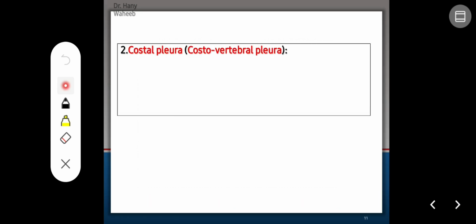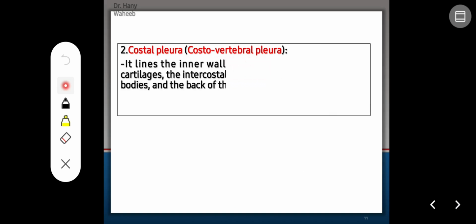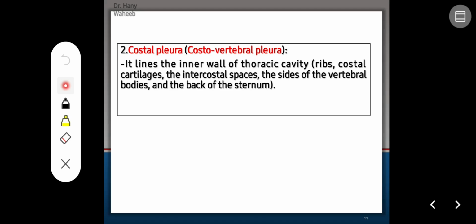Second part of the parietal pleura is costal or costovertebral pleura. This part of the parietal pleura lines the inner wall of thoracic cavity. It lines the ribs, costal cartilages, intercostal spaces, and the sides of the vertebral bodies in addition to the back of the sternum. So it is a part of the parietal pleura adherent to the inner aspect of thoracic wall and the sides of the vertebrae.